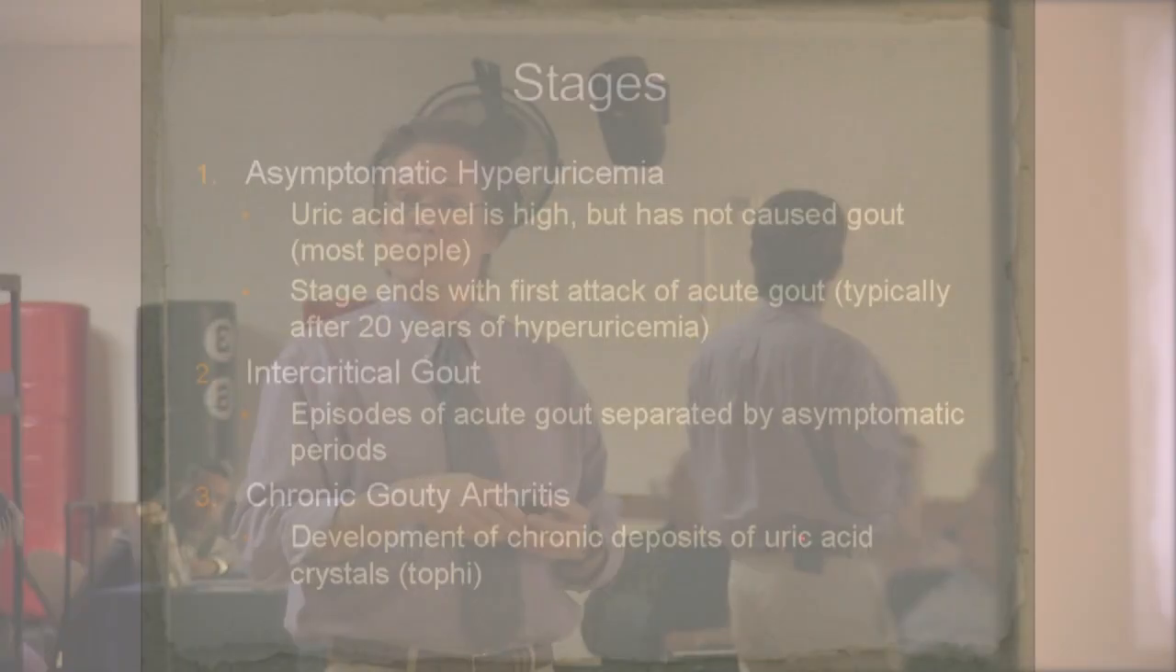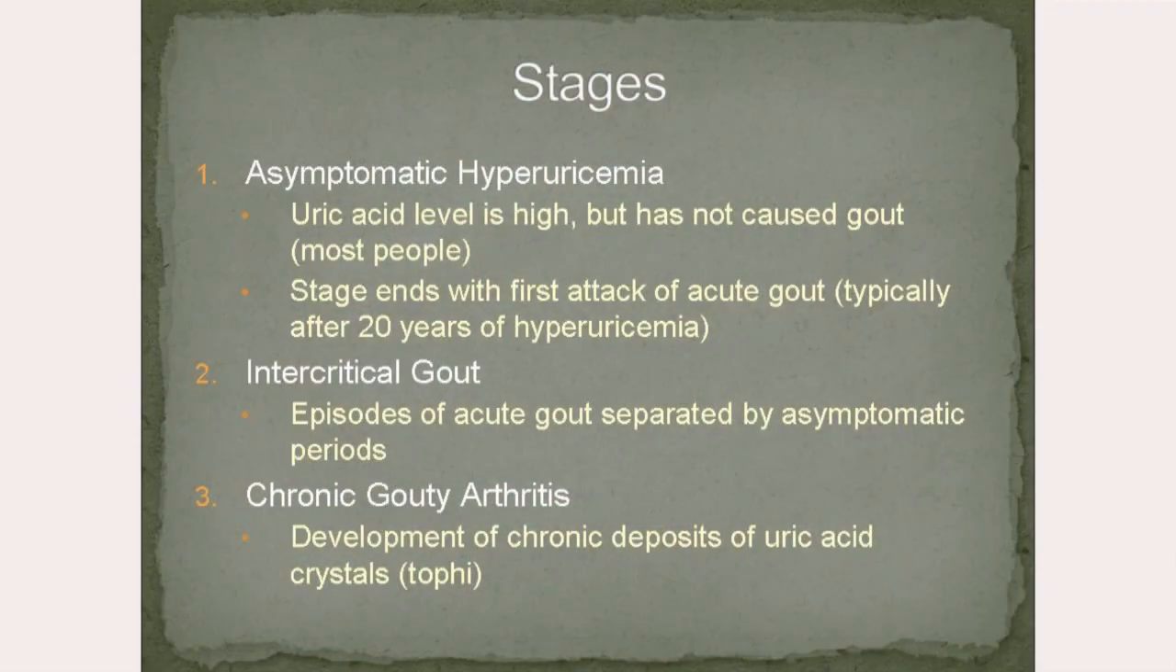After that, we have what's called intercritical gout, which means people will have periodic flares of gout. They might have a flare, and then 2 years later they'll have another flare, and then 6 months later they'll have another flare. So they'll start to have periodic flares of gout. Even though they're on medication? This is more people who are untreated.